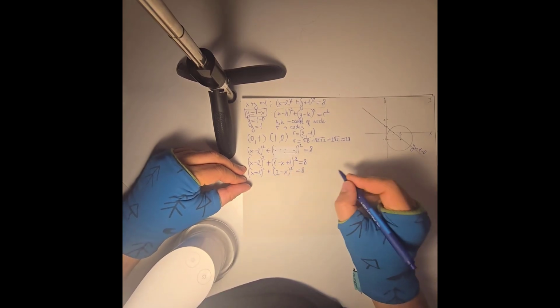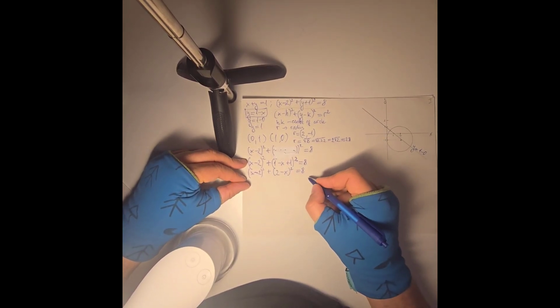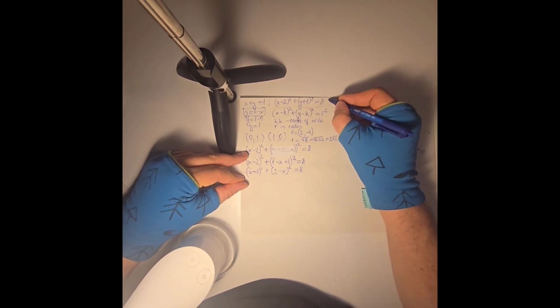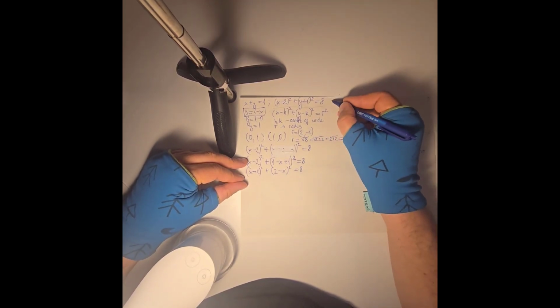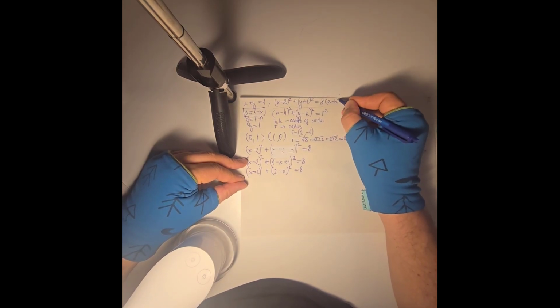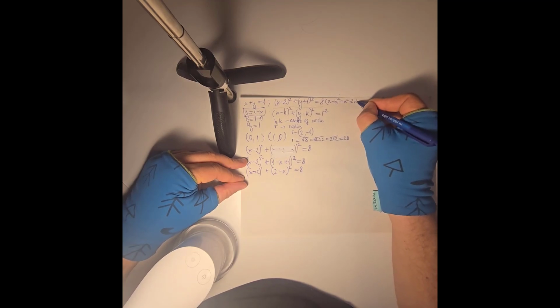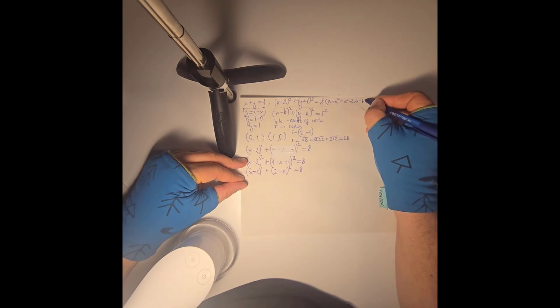Now we have a standard formula that looks like this. I'll write it here: (a minus b) squared equals a squared minus 2ab plus b squared.